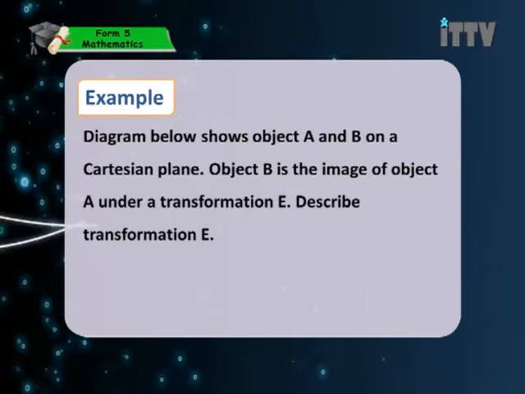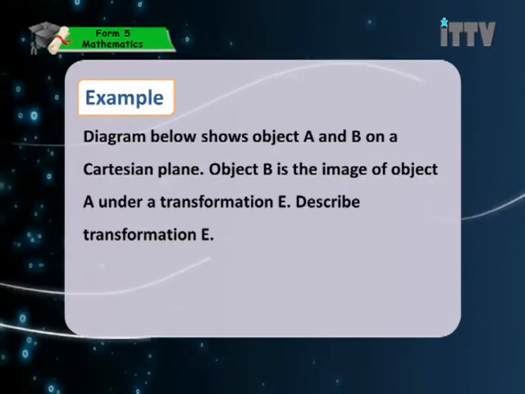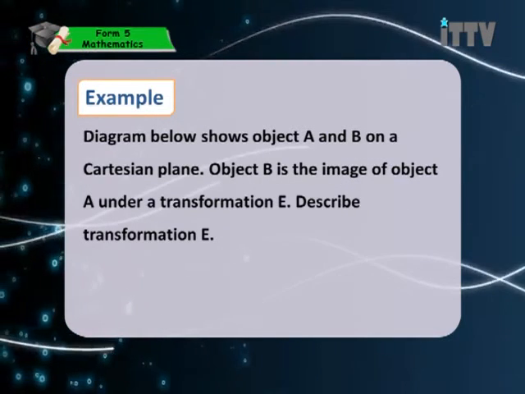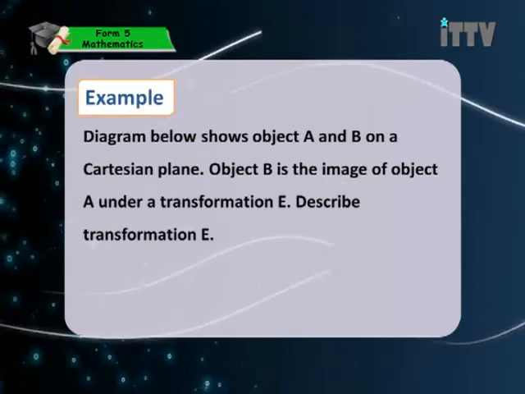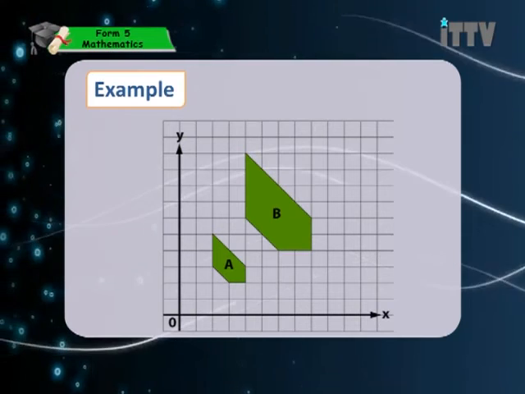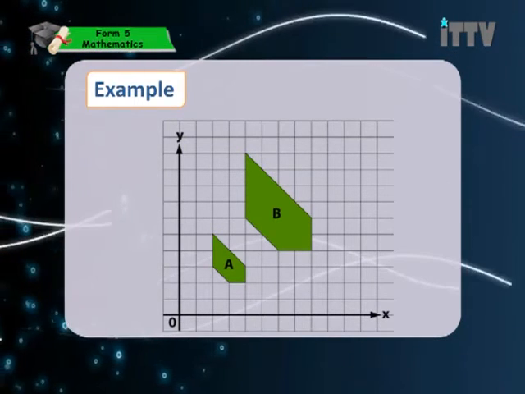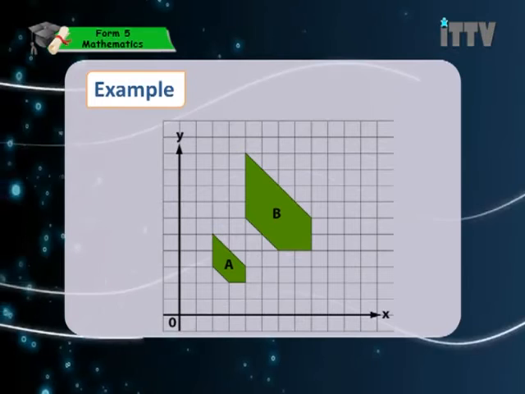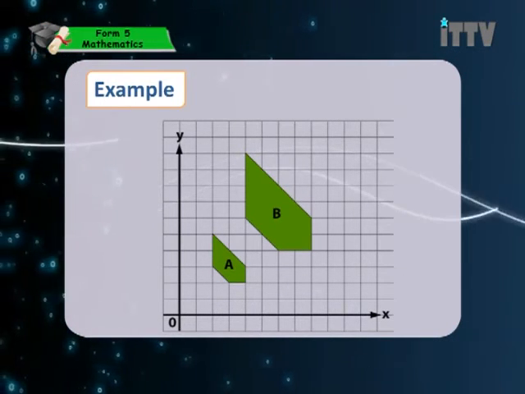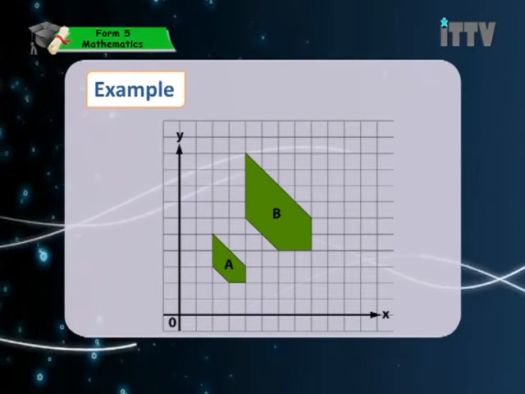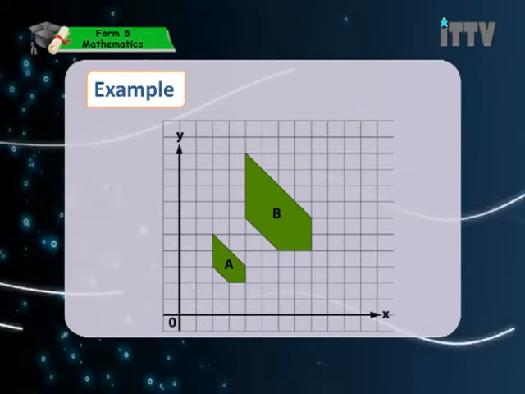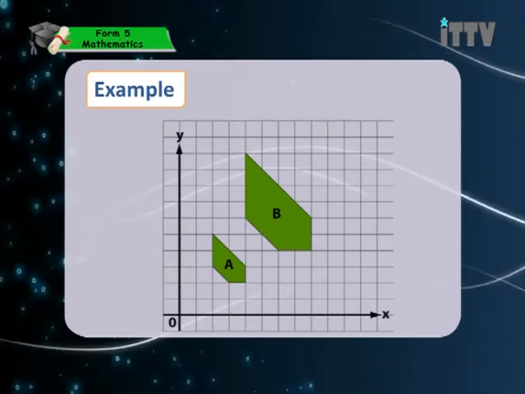The diagram below shows object A and B on a Cartesian plane. Object B is the image of object A under a transformation E. Describe transformation E. Alright, so now let's take a look. This is the diagram. So B is the image of A under a certain transformation. So how are we going to describe it? Obviously it is an enlargement, but it is not enough just to mention enlargement. You have to mention it in full, which means scale factor and center must be there. So let me show you how to enlarge and how to describe this enlargement.